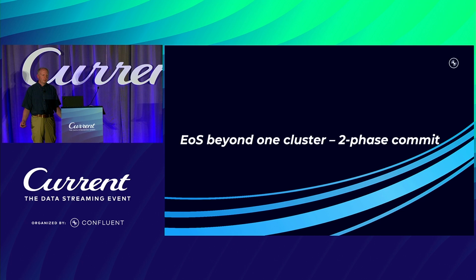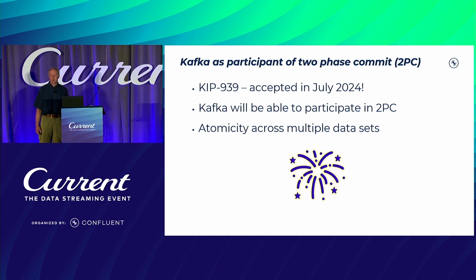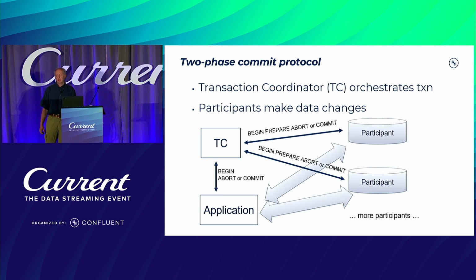And so the technique to do this is also an old, well-known technique. It's called the two-phase commit protocol. And we have a KIP in Kafka that was accepted a couple months ago, so celebrate. When this KIP gets implemented, Kafka will be able to participate in two-phase commit, which will ultimately allow atomic writes between Kafka and other data stores. And so let's dig into the two-phase commit protocol.